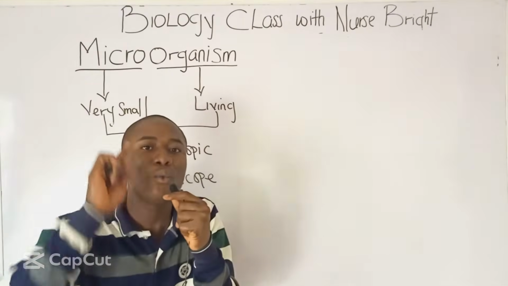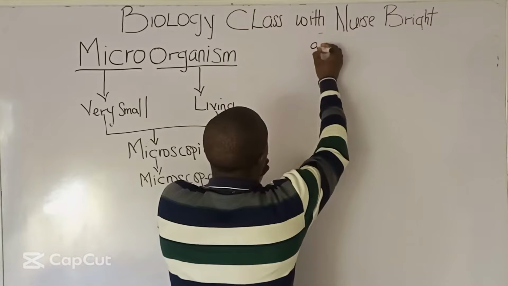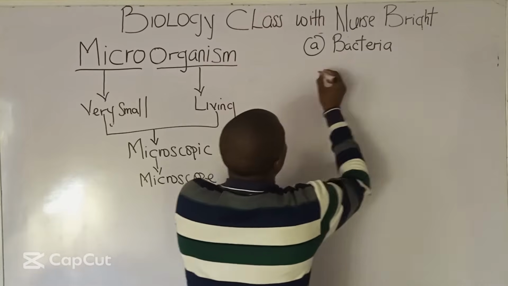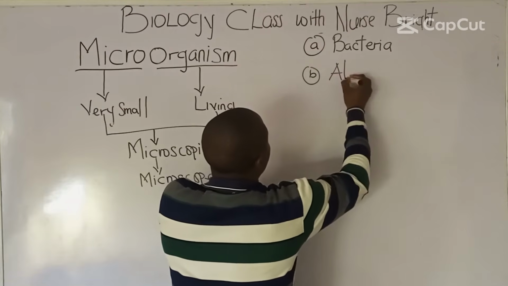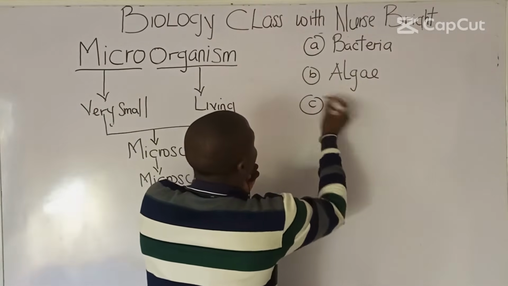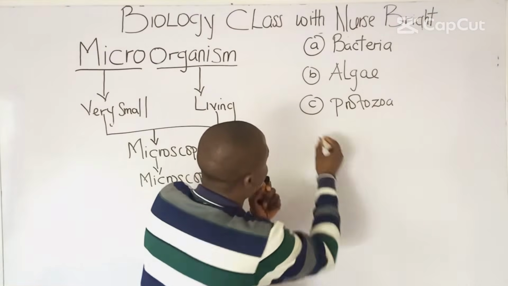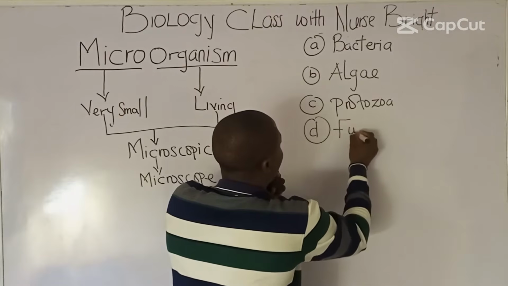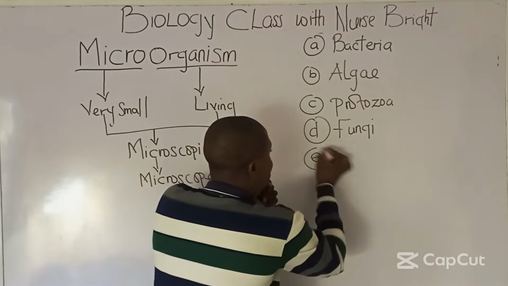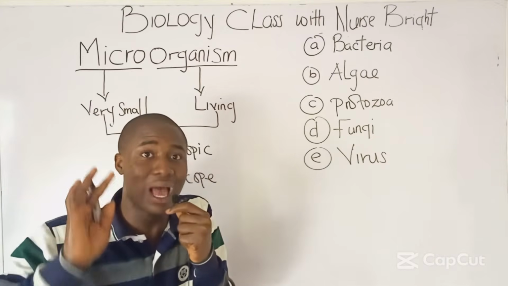Now moving further, we have various categories of microorganisms, and we have the likes of bacteria. Bacteria is a good example of a microorganism. We have the likes of algae, another example of a microorganism. We have the likes of the protozoa, also a good example. And we also have fungi. All of these are good examples of microorganisms. And lastly, we have viruses. So in the course of today's class, I'll be discussing them one after the other.